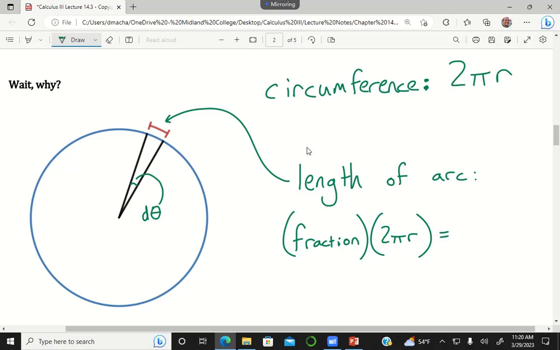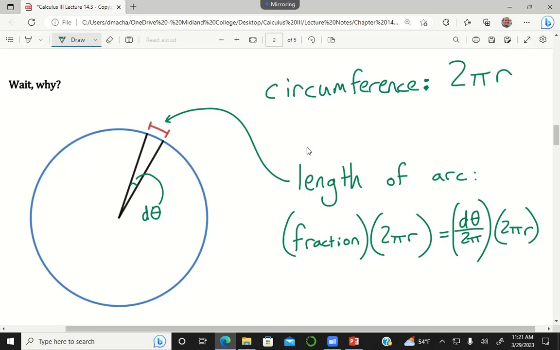But the fraction would be like how much is this angle out of the total angle, right? And that's sort of the total angle of a circle, 360 degrees would be the same as 2 pi. And so that fraction should be d theta over 2 pi, where d theta is the angle measure in radians. Okay? So this is the fraction of the angle the sliver takes up in my circle times the circumference of my circle.